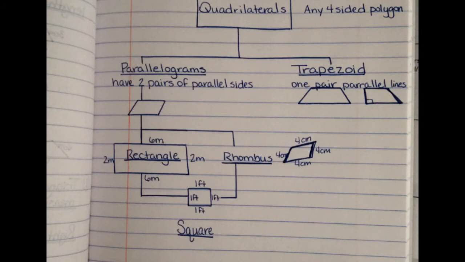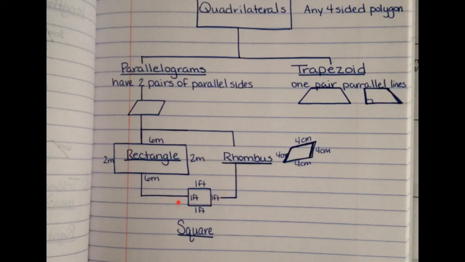Alright, next we're going to continue on the parallelogram side over here. Parallelograms have two pairs of parallel sides. We're going to come down here and we're going to draw in a rectangle. It has two pairs of parallel sides, so it is a parallelogram, but it has two sides that match measurement and two sides that match their measurement. It has two pairs of sides that line up.